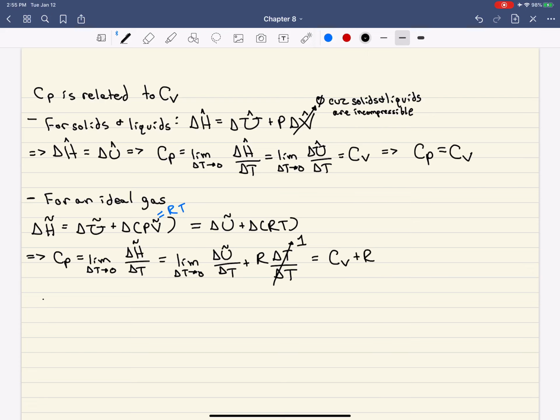So for an ideal gas, the constant pressure heat capacity is equal to the constant volume heat capacity plus the gas constant. So this is one derivation of it. And you'll learn more in your thermodynamics classes about a more rigorous and kind of molecular derivation of this relationship.